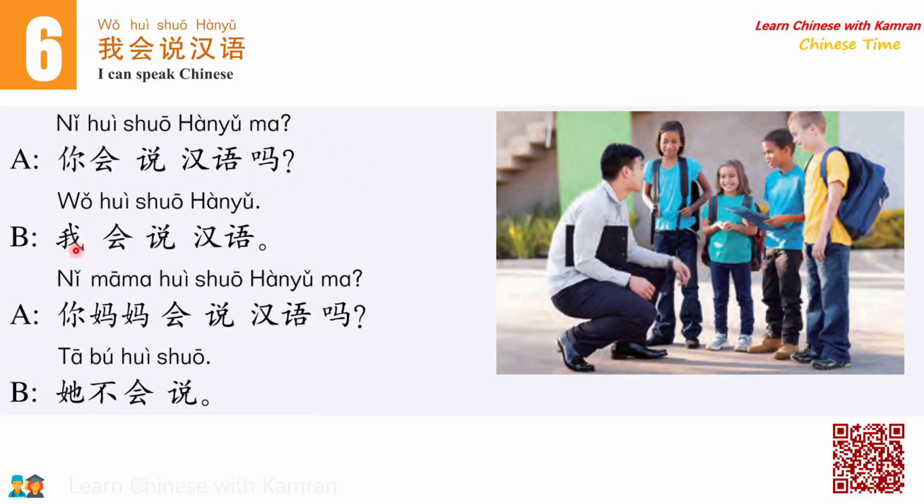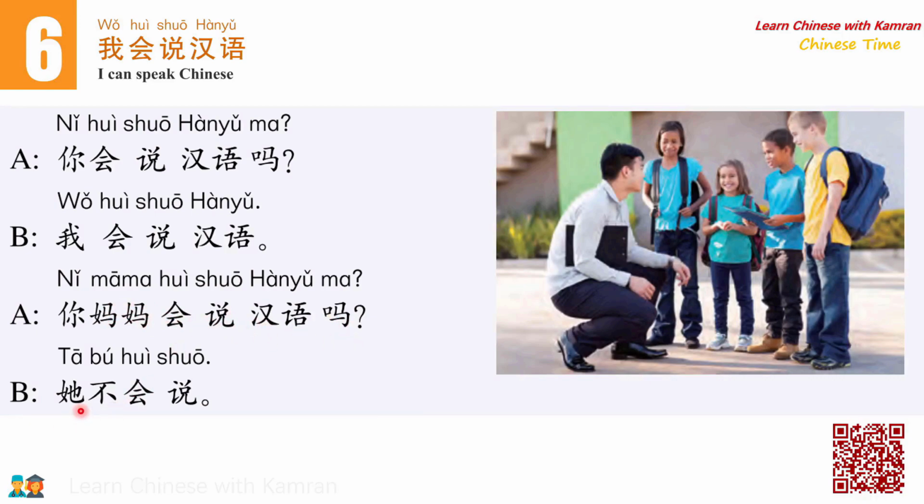So this means can you speak Chinese? Answer is 我会说汉语. 我 I, 会说 can speak, 汉语 I can speak Chinese. A is asking again 你妈妈会说汉语吗? 你妈妈 your mother, 会说 can speak, 汉语 Chinese, 吗 means can your mother speak Chinese? 你妈妈会说汉语吗? Can your mother speak Chinese?